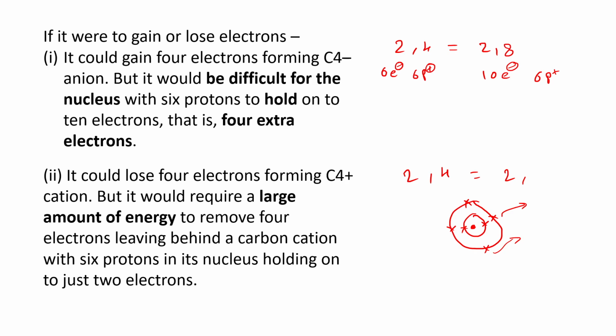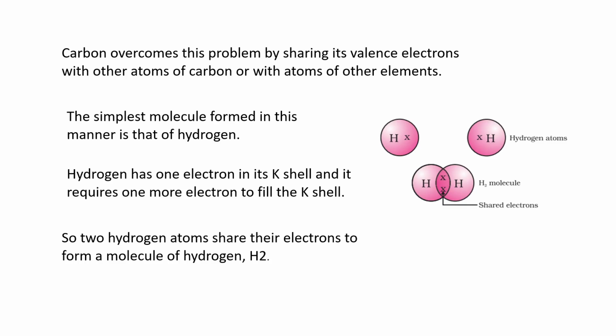And that's why the possibility of donating 4 electrons is not a good idea. It will not gain 4 electrons, and it will not donate 4 electrons. So what will it do? It will share the 4 electrons. Carbon overcomes this problem by sharing its valence electrons with other atoms of carbon or with atoms of other elements. For example, carbon will share its 4 electrons with other carbon, or with other elements like hydrogen, sulfur, oxygen, etc. So that's where we start our study of covalent compounds or covalent bonds.